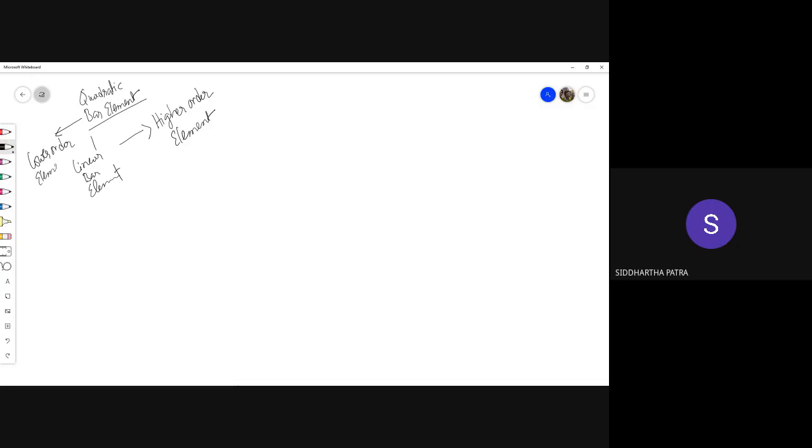Typically people do not go beyond quadratic element. I mean, you would find no finite element software which uses other than linear or quadratic shape functions. You'll never find a bar element, or 2D or 3D element, which uses other than linear or quadratic shape functions.